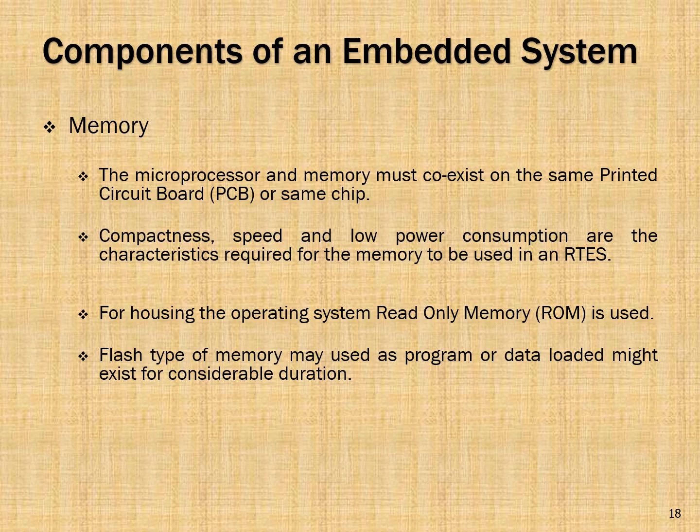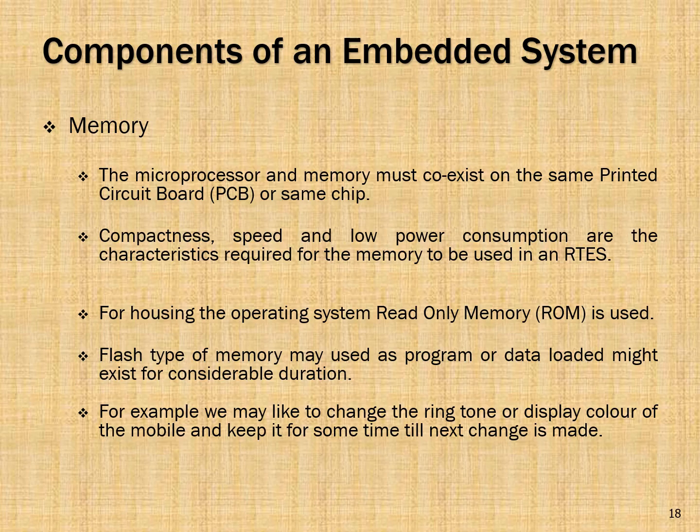Flash type of memory is also used as program or data loaded, and that might need to be stored within it for a considerable period of time. For example, we may like to change the ringtone or display color of the mobile and keep it for some time till the next change is made. So for that some temporary storage is required, but that should not be erased when the power is off.